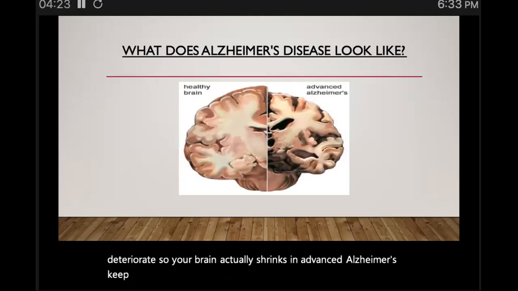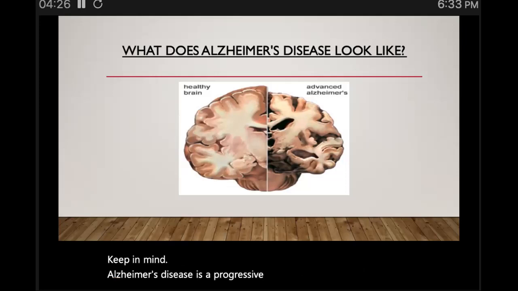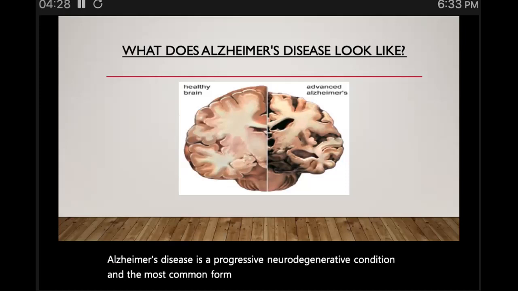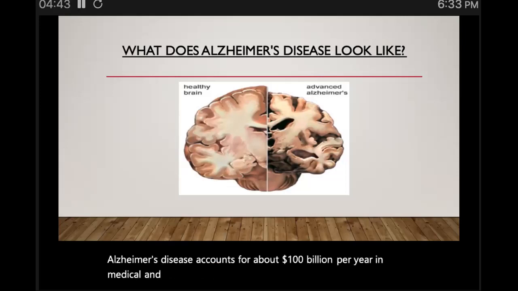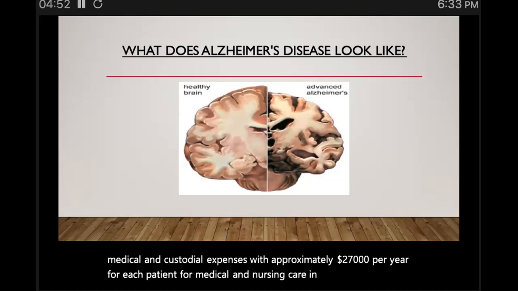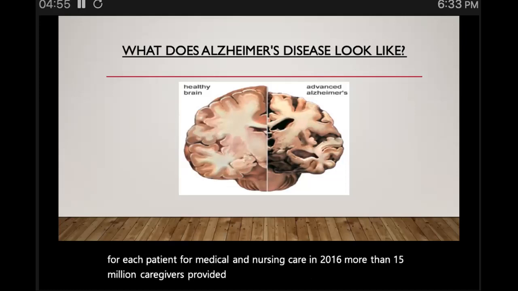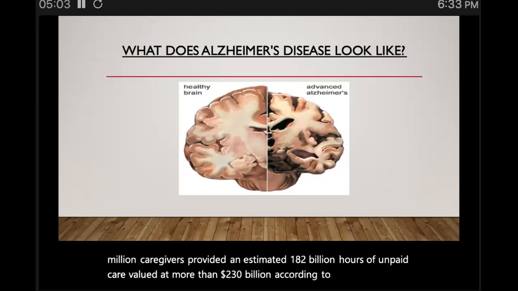Keep in mind, Alzheimer's disease is a progressive neurodegenerative condition and the most common form of dementia in the older population. 1 in 3 elderly individuals dies with AD or another form of dementia. Alzheimer's disease accounts for about $100 billion per year in medical and custodial expenses, with approximately $27,000 per year for each patient for medical and nursing care. In 2016, more than 15 million caregivers provided an estimated 18.2 billion hours of unpaid care, valued at more than $230 billion, according to the Alzheimer's Association.